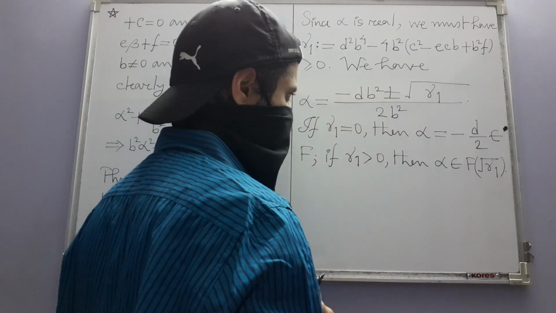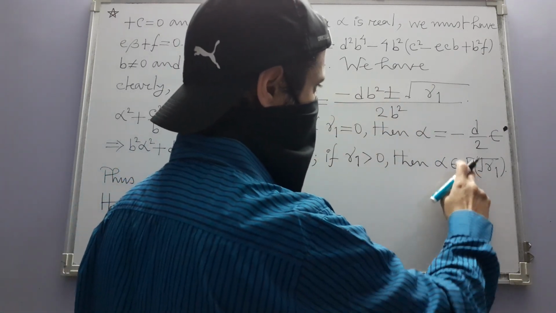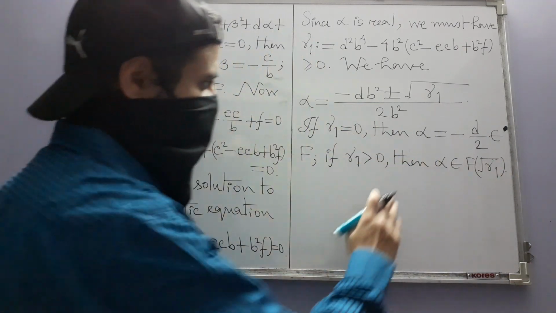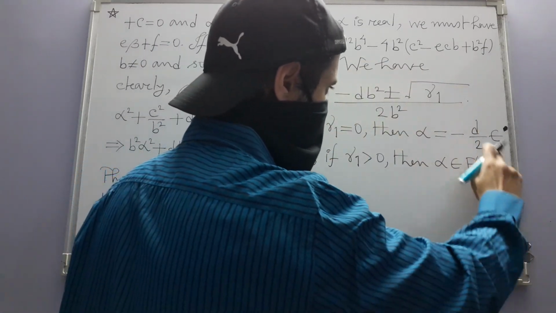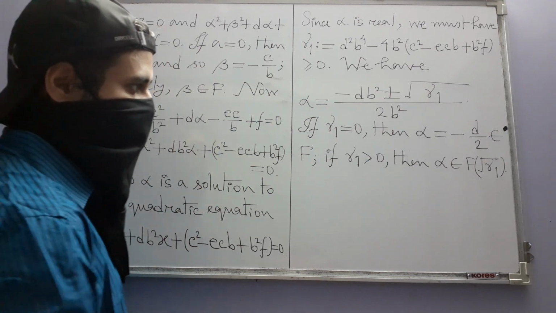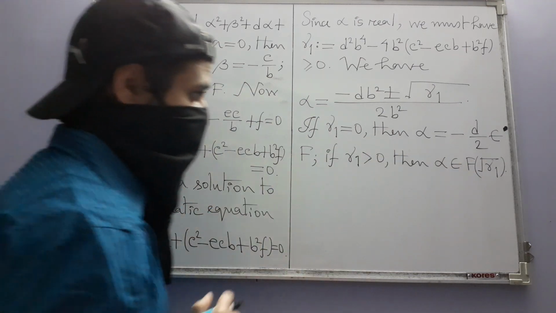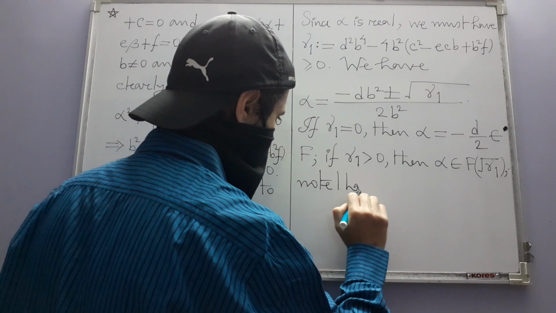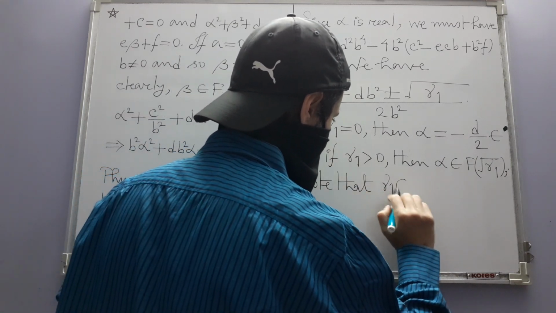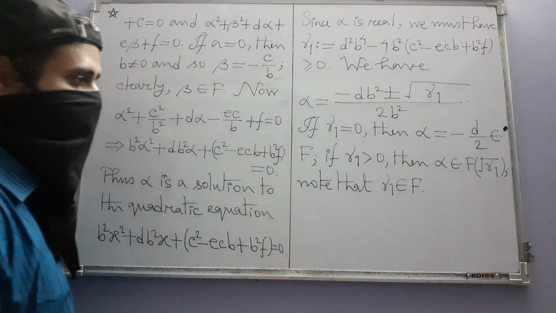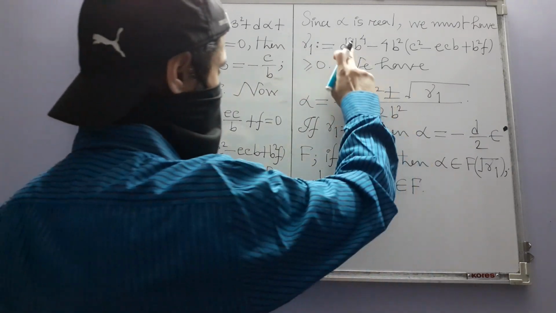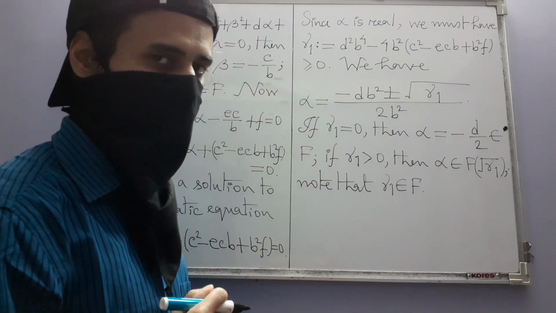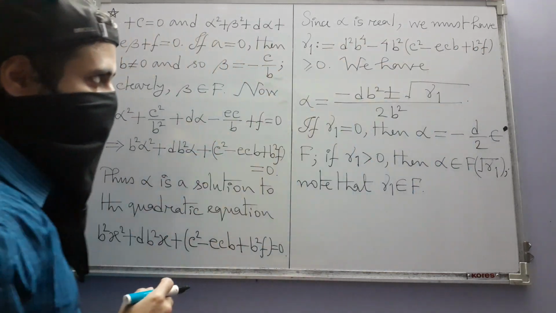So all these things are in F, and now in order to accommodate the square root of gamma 1, we have attached it to F and we are considering that extension. So all of these things ultimately belong to this extension of F, and that's why naturally alpha belongs to this. There is one more thing to note. Note that gamma 1 is an element in F because it is formed by elements that are all in F. That's why this element is also an element in F.